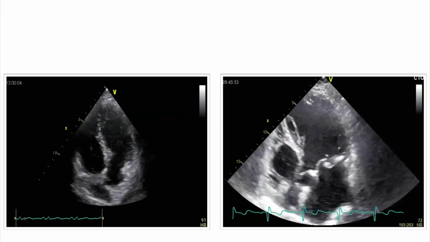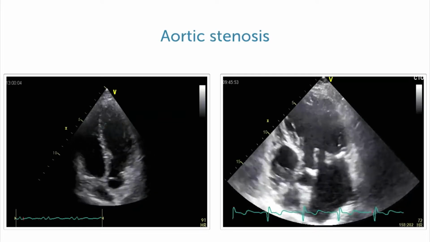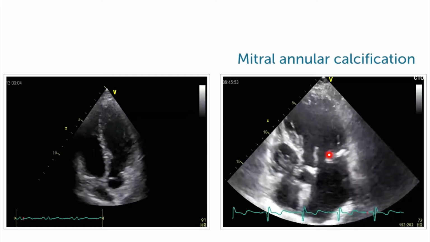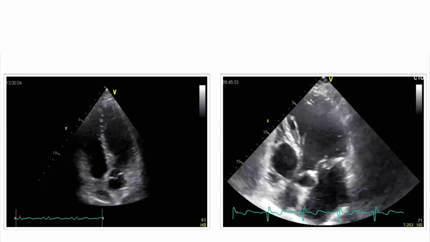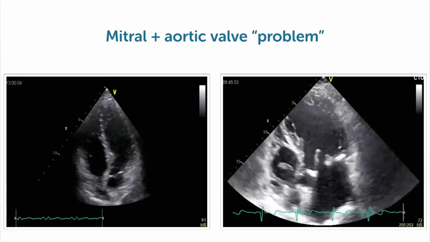This patient has some degree of aortic stenosis. But there's another pathology here. Look at the mitral valve. Here is a calcification here, and the valve looks thickened as well. So we can use the 5-chamber view to look at the aorta and the mitral valve.